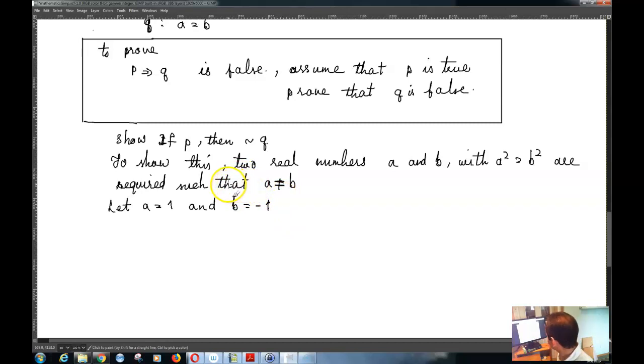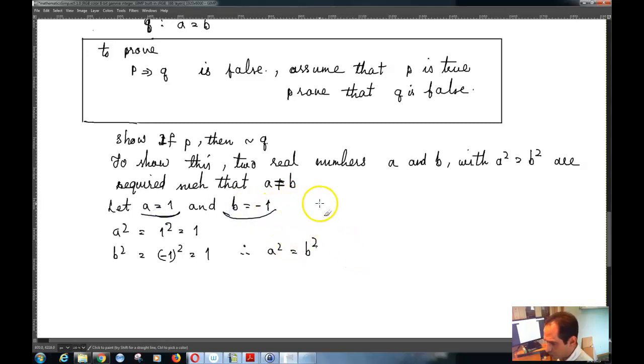Then a squared is equal to 1 squared is equal to 1. And b squared is equal to -1 squared is equal to 1. That means that basically a squared is equal to b squared, right? And that is basically P. So P is true, but Q is not true because a is equal to 1 and b is equal to -1, meaning that a is not equal to b, right?